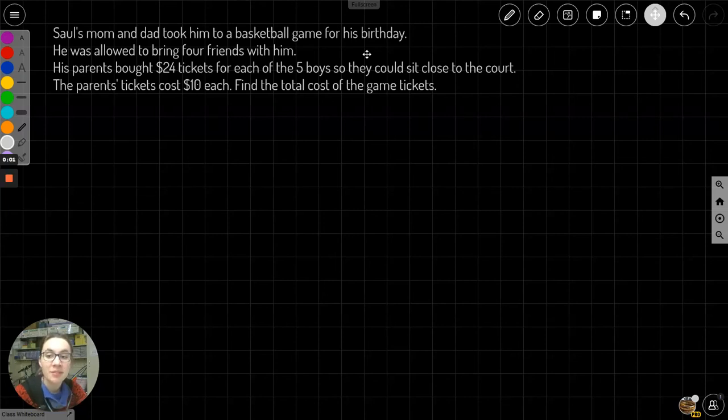This is example 3 of lesson 1.1, the four operations. Saul's mom and dad took him to a basketball game for his birthday. He was allowed to bring 4 friends with him. His parents bought $24 tickets for each of the 5 boys so they could sit close to the court.